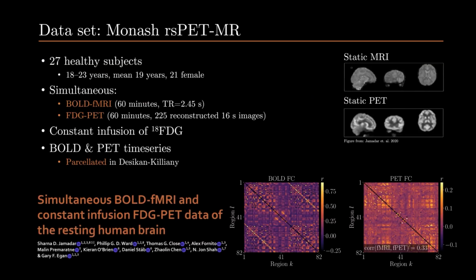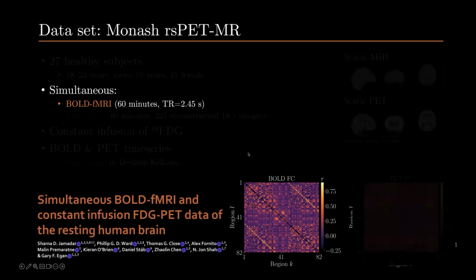For this, we need data. And it would be nice to have a data set which contains BOLD as well as PET, because we will have to also fit our PET model later. And we found a data set which contains this. This is a data set from Monash University in Australia. And for now, we will focus on the MRI data of this data set. So BOLD fMRI of 60 minutes.